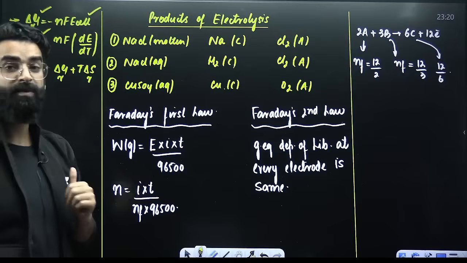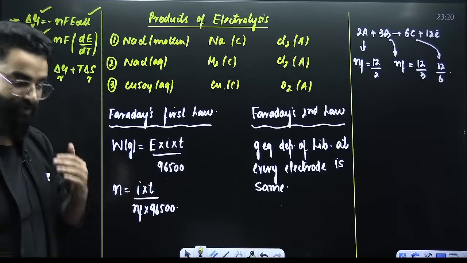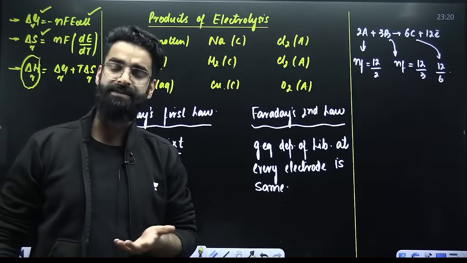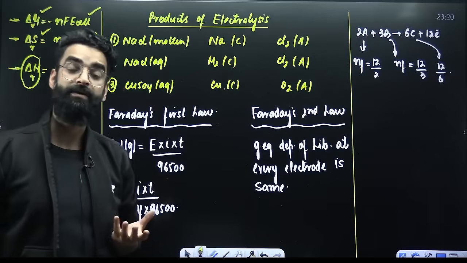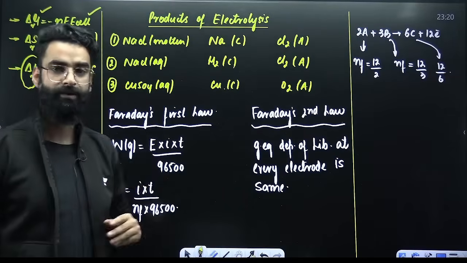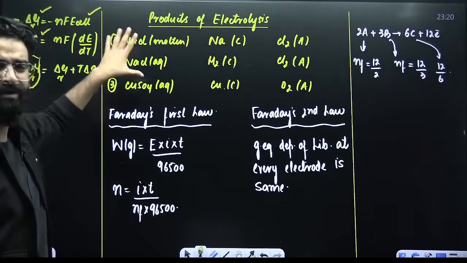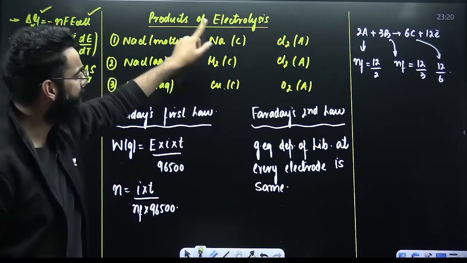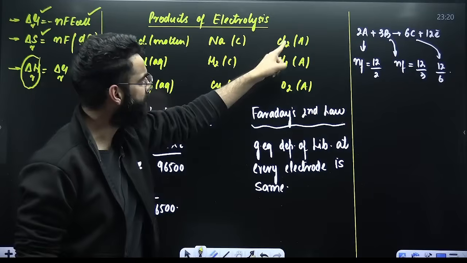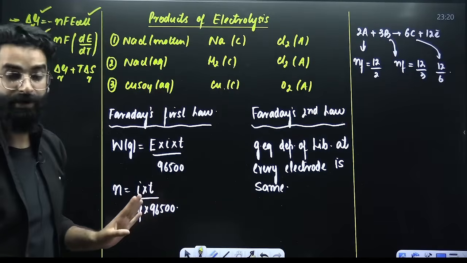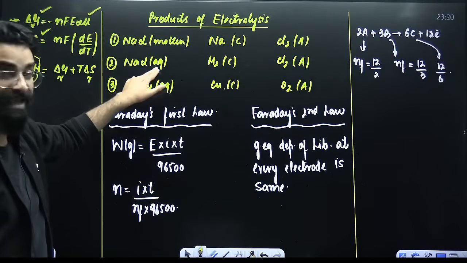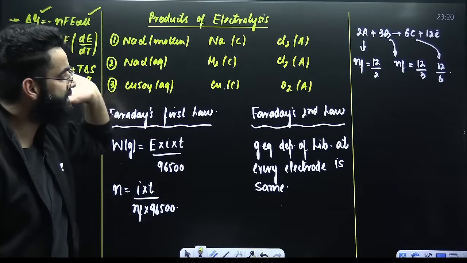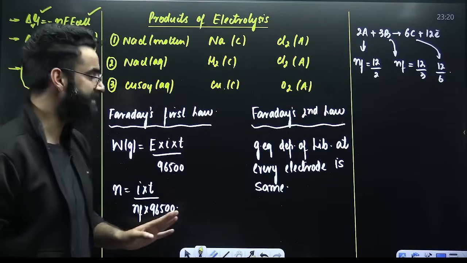Now guys, talking about products of electrolysis. When you do the electrolysis of different electrolytes, what are the products of electrolysis which you get at anode and cathode? Three main ones I have mentioned over here. You're supposed to remember them. When we do the electrolysis of molten NaCl, at cathode sodium gets deposited, at anode chlorine gas gets liberated. NaCl aqueous, at cathode hydrogen gas gets liberated, at anode Cl2 gas gets liberated.